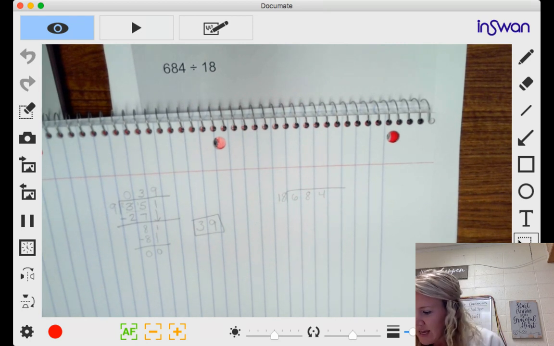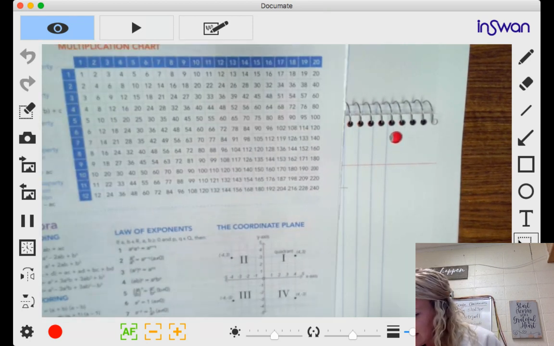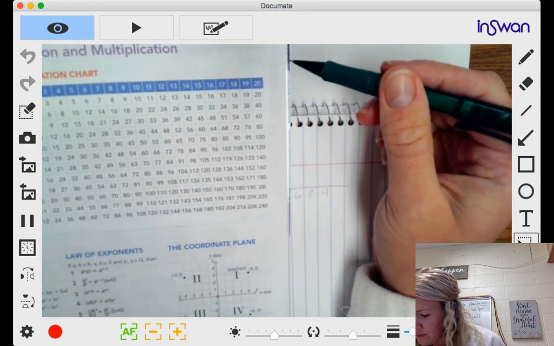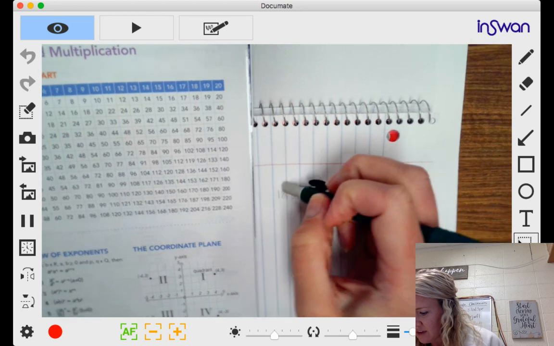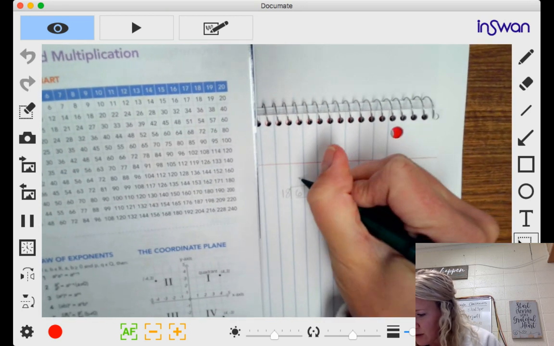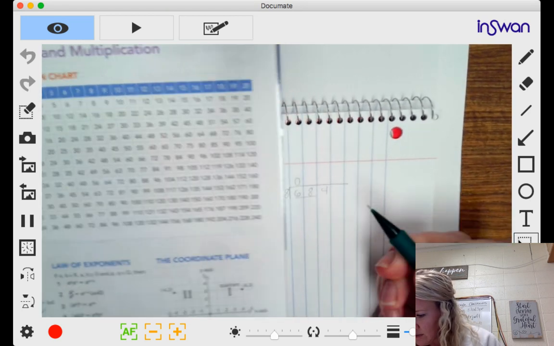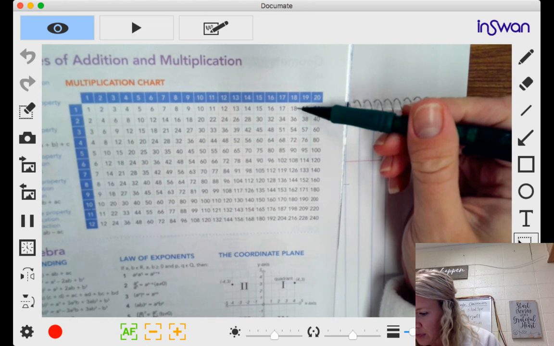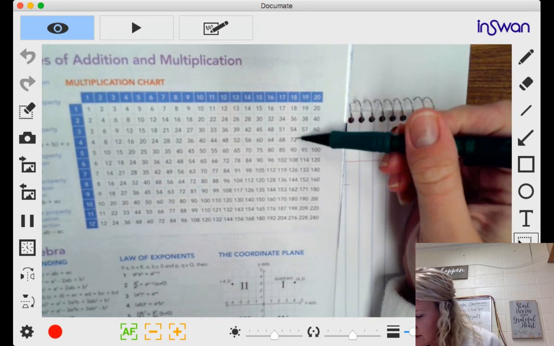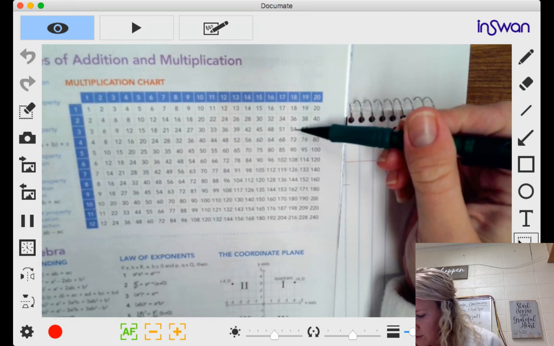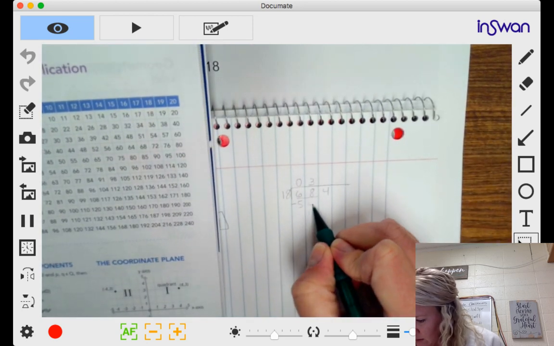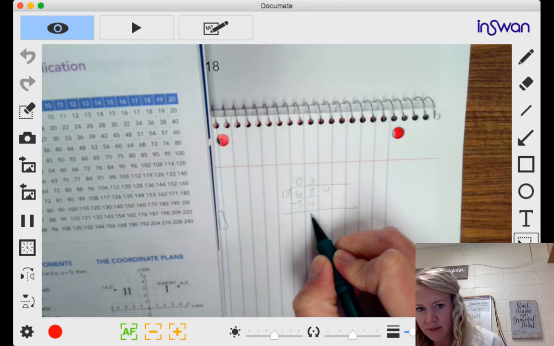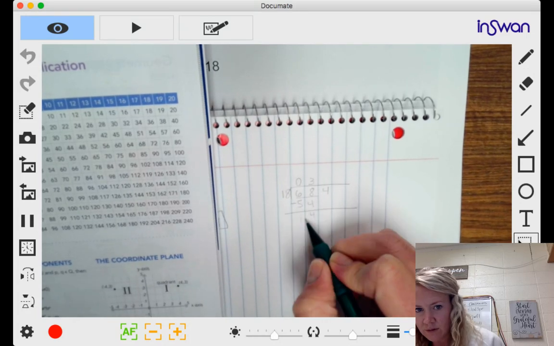So when I go down the 18 lane, I'm trying to get 18 into 68. Oh, excuse me. That's why we work in pencil. 18 doesn't go into 6, but it will go into 68. So if I go down my 18 lane, 72 is too big. So I can only get 3 18s. And I'm subtracting 54. 18 doesn't fit into what I have left over of 14. So I did that right.